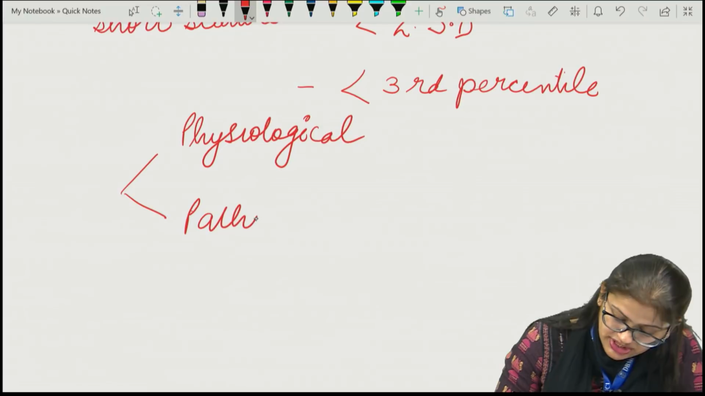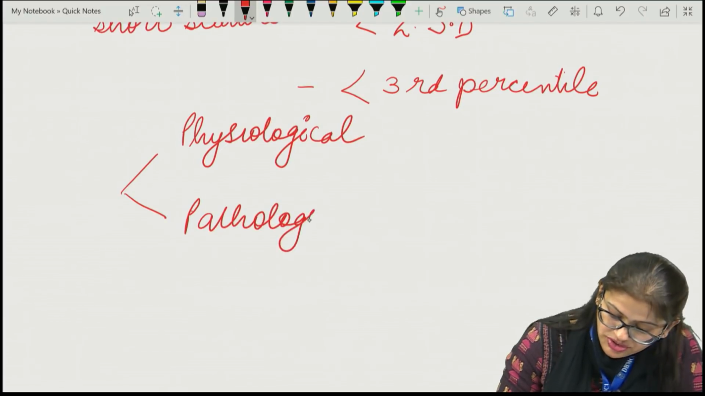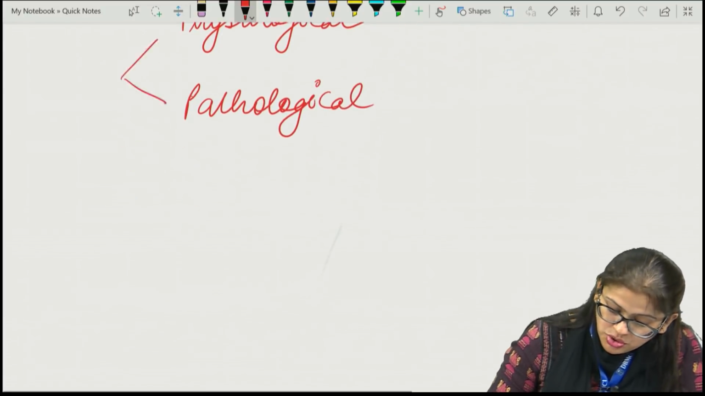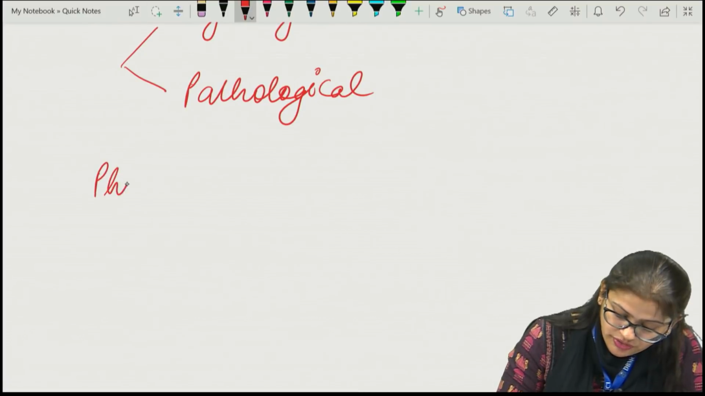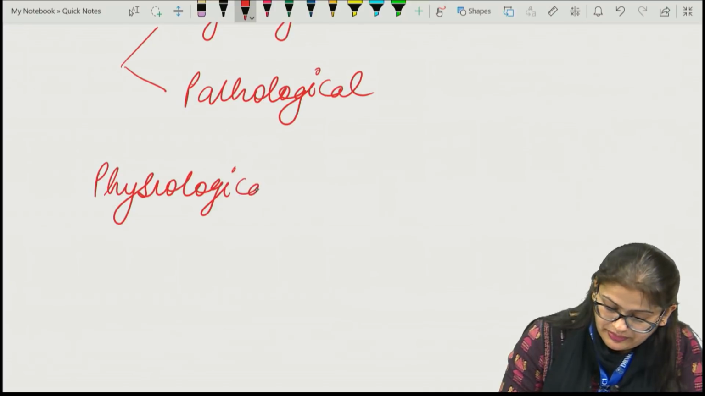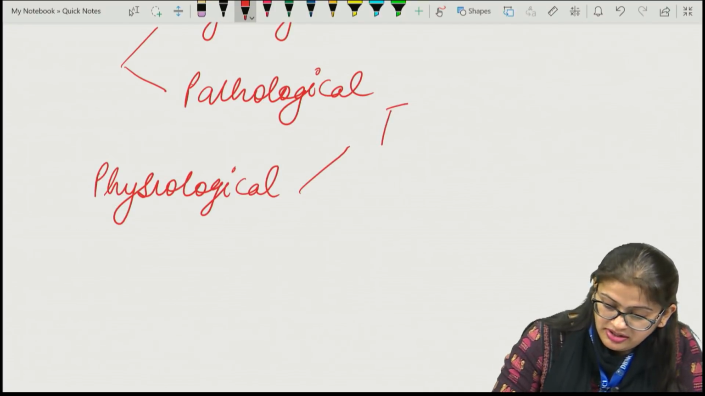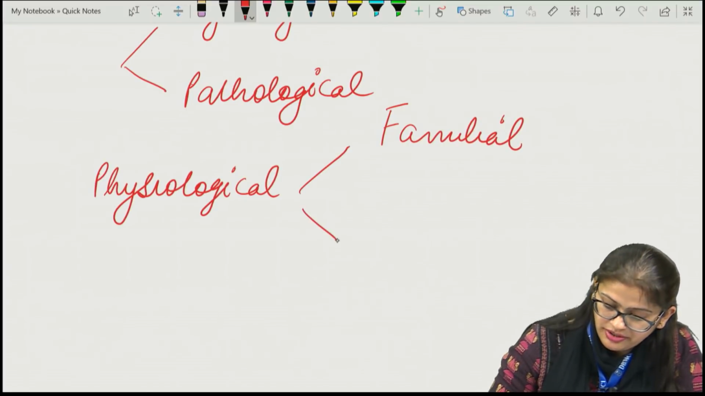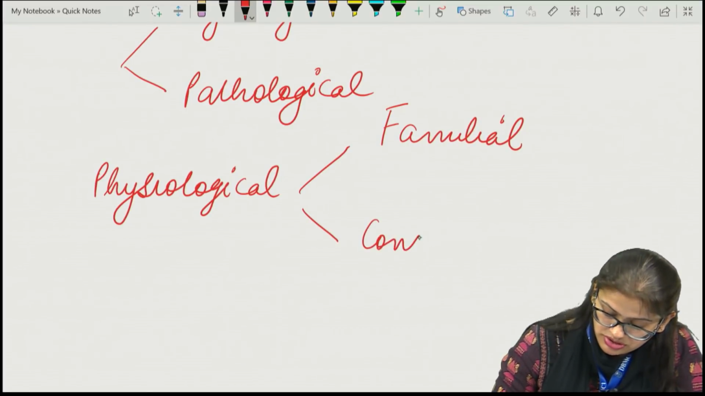So, what are the physiological causes of short stature? There are 2 main causes of physiological short stature. These are familial short stature and constitutional.